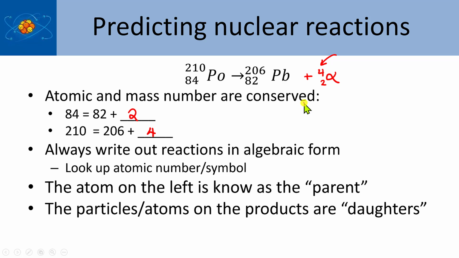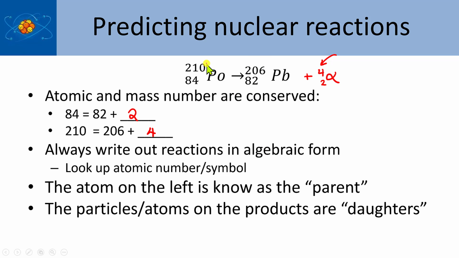So this allows us to do a couple of different things. One is identify the particle that was released during the decay process. The other is we can do induced nuclear transmutation reactions. We can look at the incoming particles and the outgoing particles and predict which particles were released during the process, or what the particle was that was coming in. So always when you do these, write out the reaction in an algebraic form like this, and then look up atomic numbers and symbols, and that's how we do nuclear reactions.